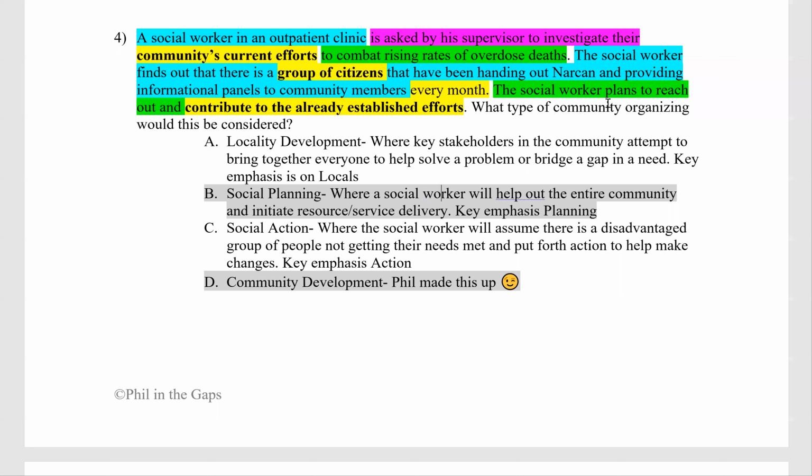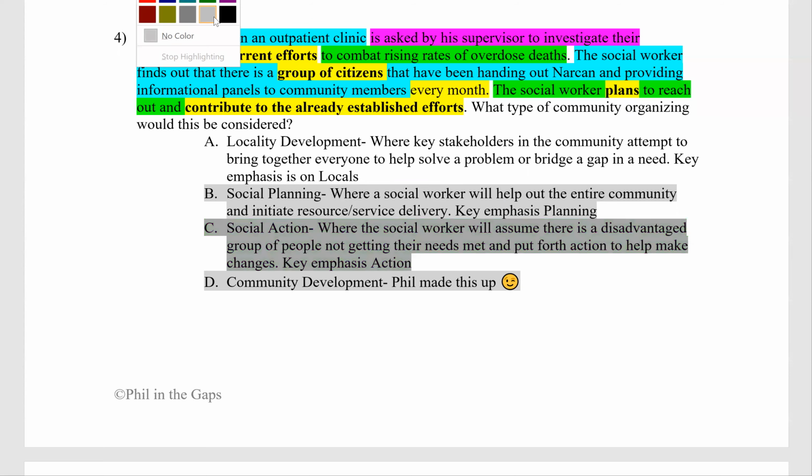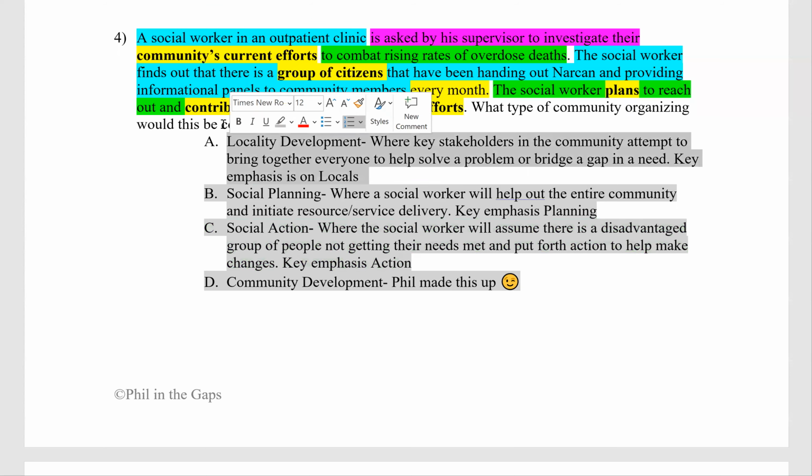And it does look like we plan to put forth action. And that's where you could word associate and say social planning as well. But we plan to do something. However, in social action, it's where we assume that there's a disadvantaged group of people and we put forth all of the effort to make sure they get their needs met in some way, shape, or form. So for that reason, we're going to rule out C and we're going to go with A, locality development.